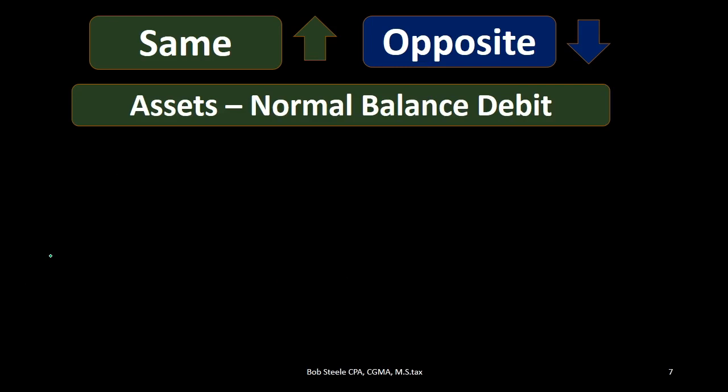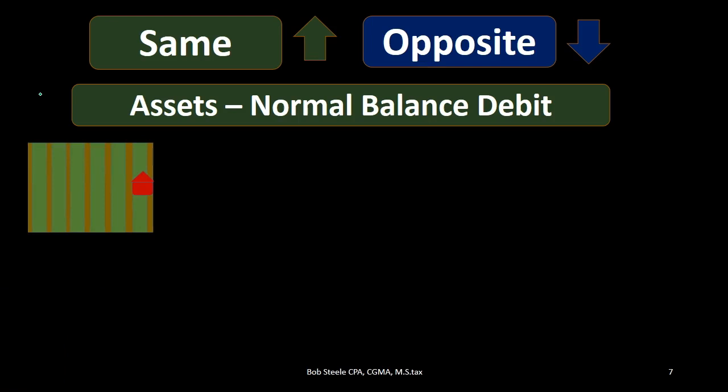When we think about assets, we can apply the same rule to all assets. Remember that the rule applies to assets themselves, the same up, opposite down. That applies to all accounts, but all assets will have normal debit balances and therefore act the same as cash, meaning debits will increase them because they're debit balance accounts and credits will then decrease them.